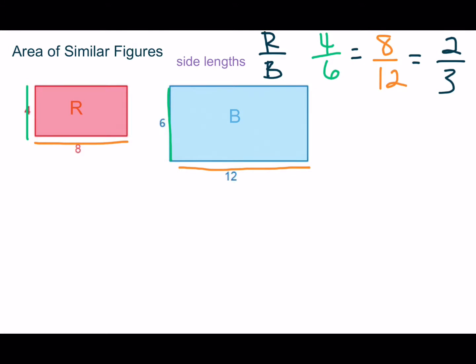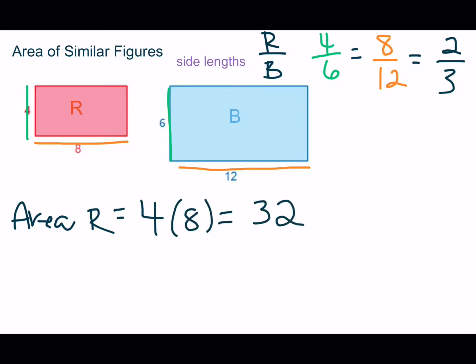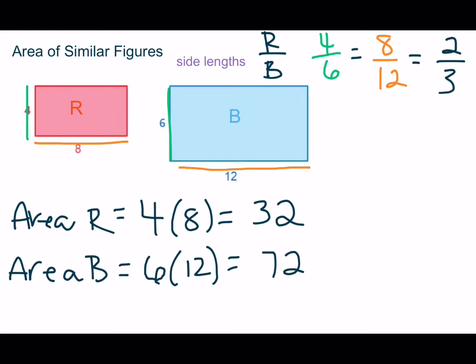Now let's compare the relationship between their areas. So we'll start with finding the area of your red shape, and area is just going to be length times width, so it's going to be 4 times 8, which is 32. The area of the blue is again length times width, 6 times 12, that is going to be 72.